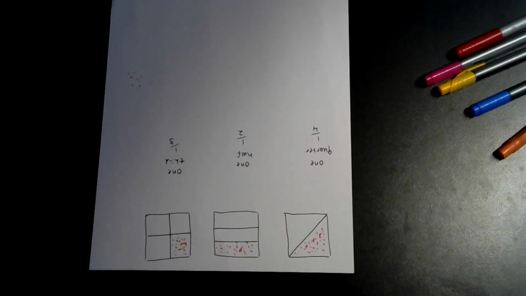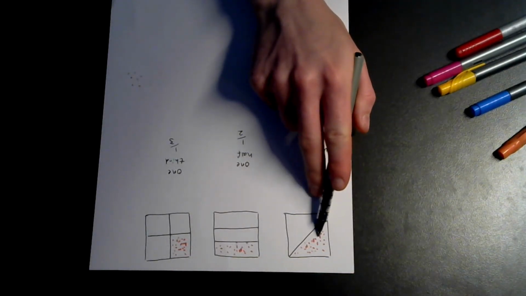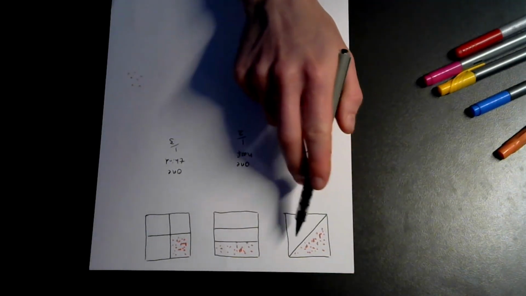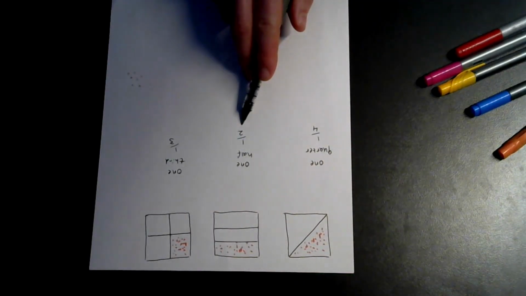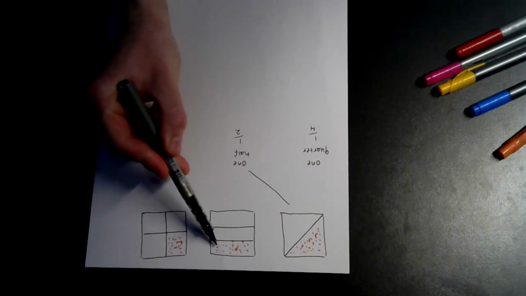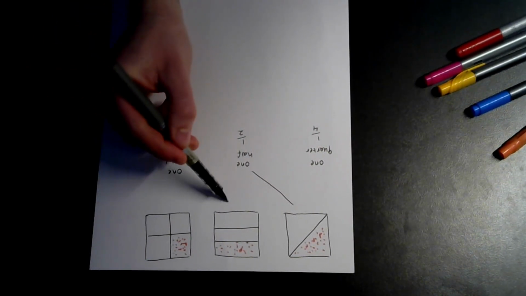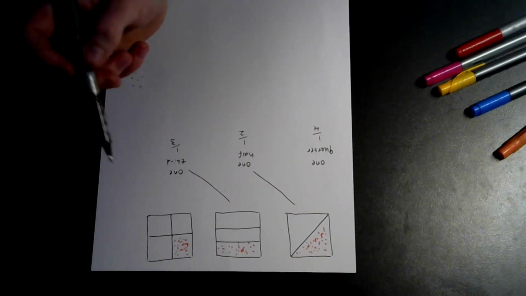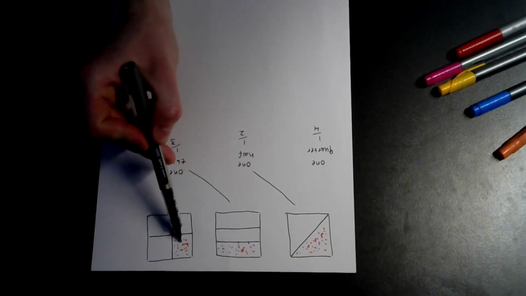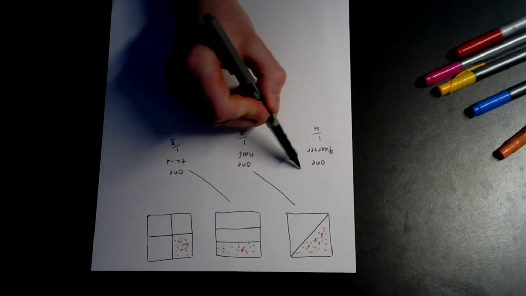Hopefully that's been enough time. Looking at this first example here, we have 1 part of strawberries out of 2 parts, which is 1/2. We have 1 part strawberries out of 1, 2, 3, so that's 1/3. And then 1 part is strawberries out of 1, 2, 3, 4, so that's 1/4.